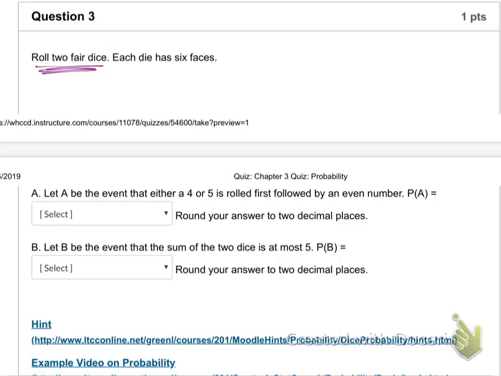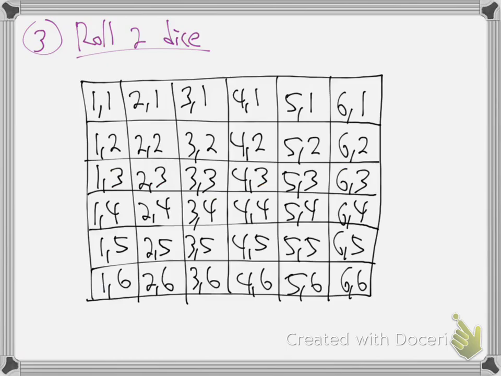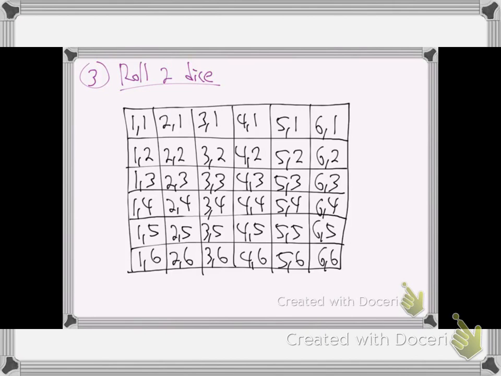They are asking for, let A be the event that either a 4 or 5 is rolled first, followed by an even number. So here's what I'm going to do. I'm going to move this over. Okay. So, 4 or 5 first, followed by an even number. What's an even number? 2, 4, or 6.